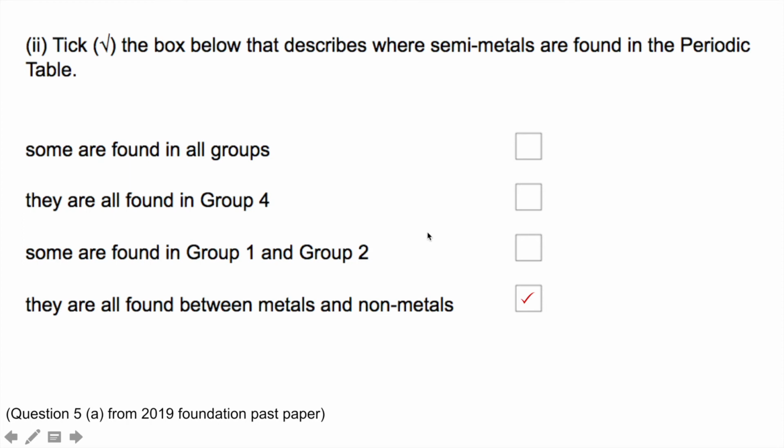Now tick the box that describes where semi-metals are found in the periodic table. Well, simply they are all found between metals and non-metals. That is, they obviously share characteristics of both metals and non-metals. And that is just a very simple question. I would say ready for that one.